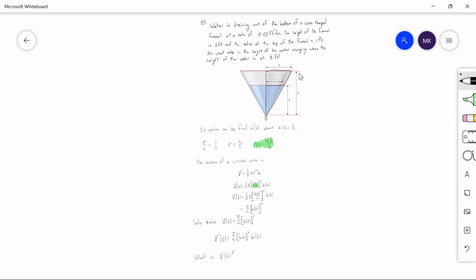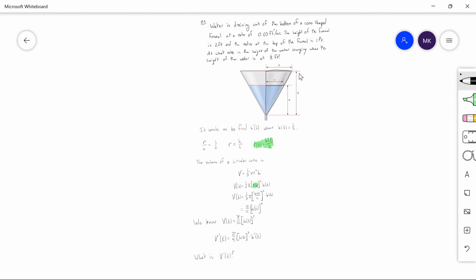Anyone else want to take a stab? Your answer is close. I mean, your number is wrong, right? But I know you meant 0.03, not 0.003. But that's not right. V prime of t is not 0.03. Oh, 0.03 cubic feet per second. I'm not being that pedantic with you guys right now. It's not 0.03. Why is it not 0.03? You're very close, but you're missing something.